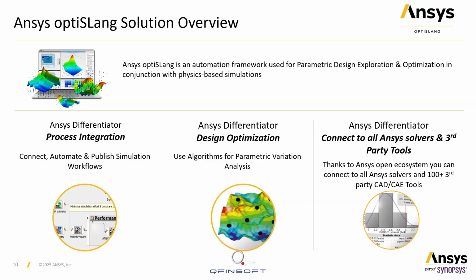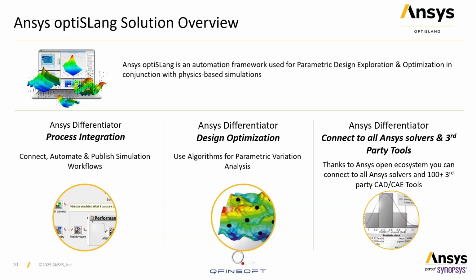Second, design optimization. OptiSLang uses advanced algorithms for parametric variation analysis. Rather than engineers manually guessing which design parameter to change, OptiSLang intelligently explores the design space using sophisticated optimization algorithms. It can identify optimal designs, understand parametric sensitivity, and reveal unexpected design insights that manual approaches would miss entirely.